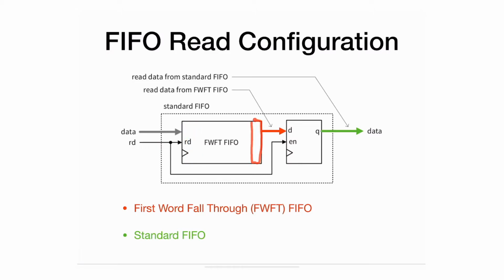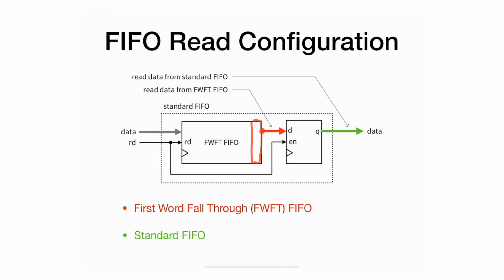And this is why we call it fall through. So you don't need any read signal to read the output. The output here is always connected to the head of the buffer, and it will always read it regardless. So the minute you write anything into it, it will be completely available at the output.